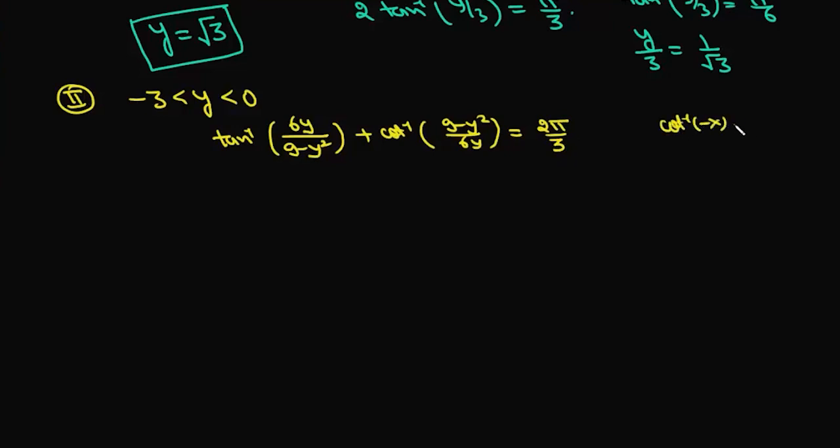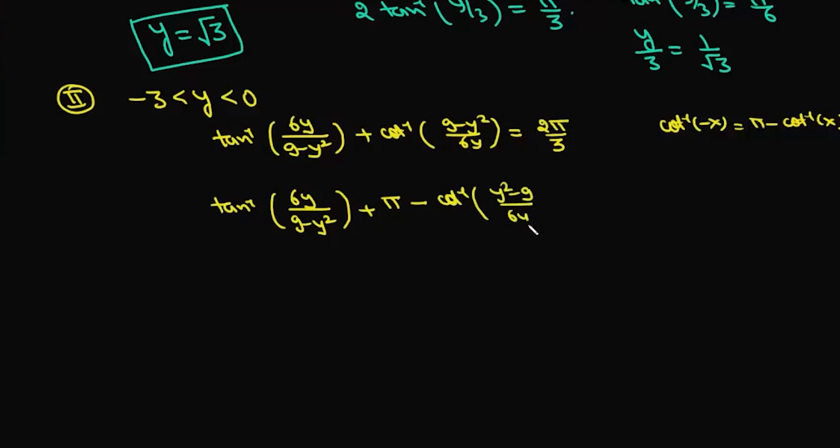Now we know that cot inverse of minus x is pi minus cot inverse of x. So it will be tan inverse 6y upon 9 minus y square, and this is pi minus cot inverse of y square minus 9 upon 6y, and this is equal to 2 pi by 3.